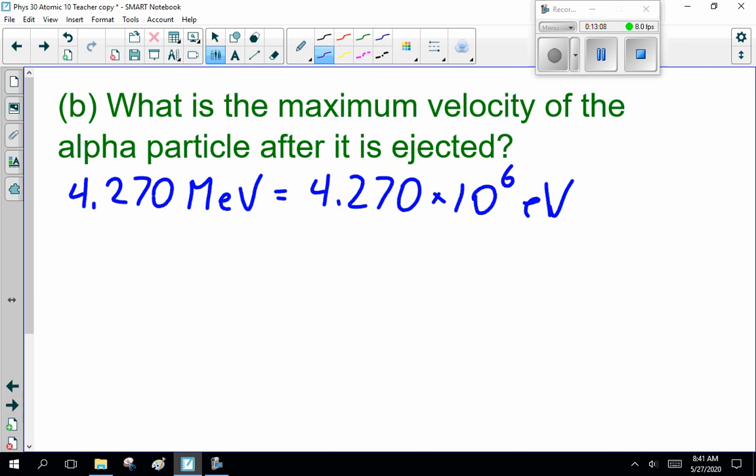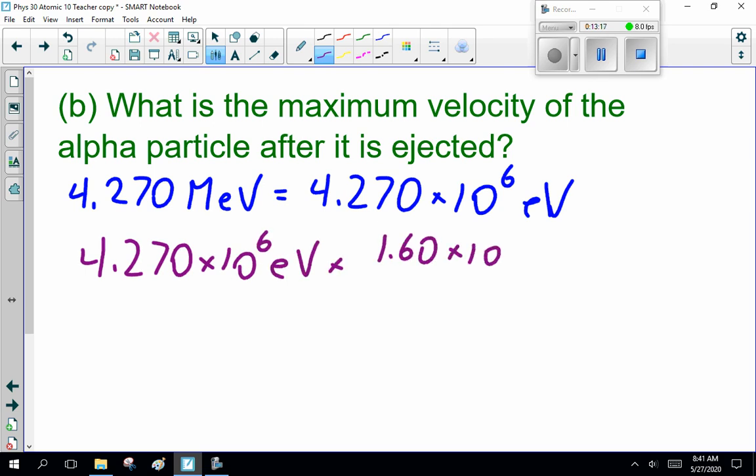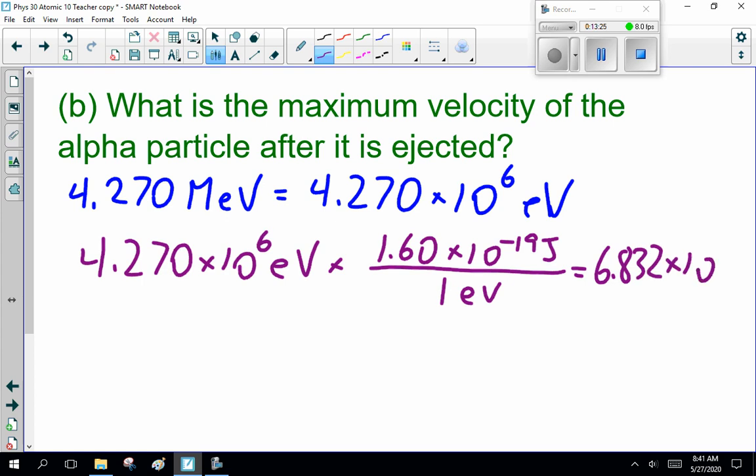So 4.270 times 10 to the 6 electron volts, times 1.60 times 10 to the minus 19 of a joule per 1 electron volt, gives 6.832 times 10 to the minus 13 of a joule. Now, yes, there are other ways to convert it. We could have gone back to our mass and converted that directly to joules, whatever. I already had mega electron volts here. Now, E sub k is 1/2 mv squared. And remember, we have to do this calculation with joules. We can't do it with mega electron volts. That's why we're converting to joules.